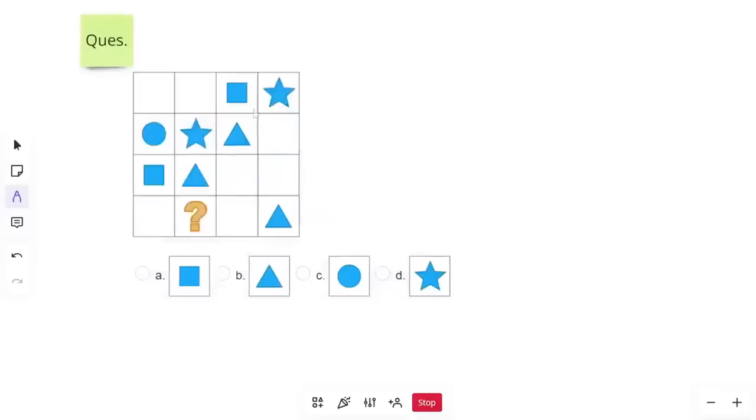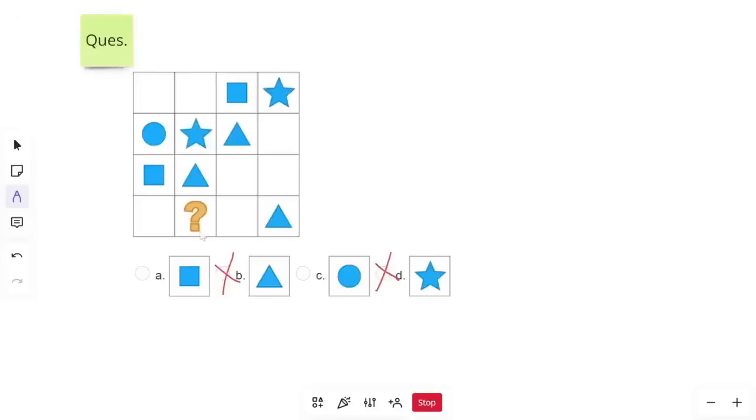Let's look at this question. We have to figure out what will come in the place of question mark. Okay, so see, first of all, let's try to eliminate the ones which cannot come in this place of question mark. So triangle and star cannot come because they are already coming in the same column, right? So these cannot be the options. Now we are left with circle and square.